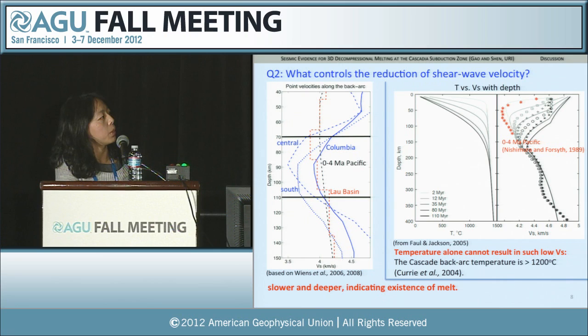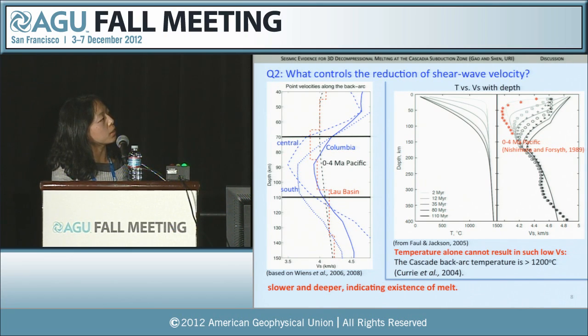So this figure is based on Doug Wynn's two publications. What I'm showing is, the y-axis is the depth, and the x-axis is the shear wave velocity. The red lines are from the Basin and Range, and the black line is from the 0 to 4 million year Pacific upper mantle as reference. So the three blue lines are the three point velocities beneath the Cascade Backarc.